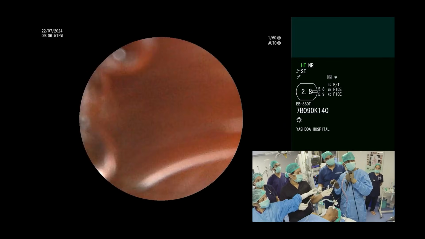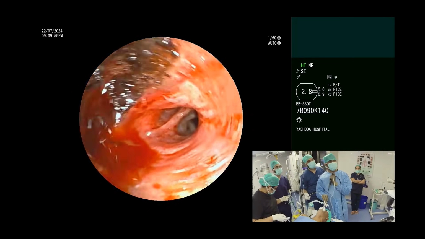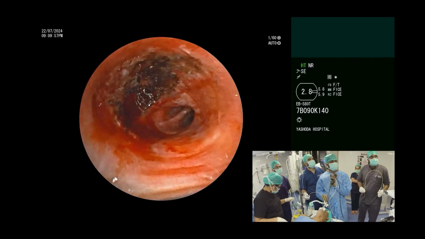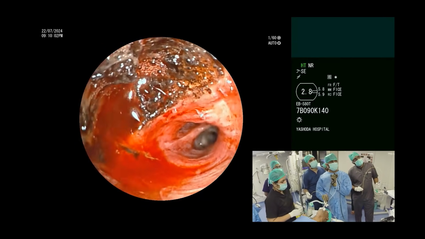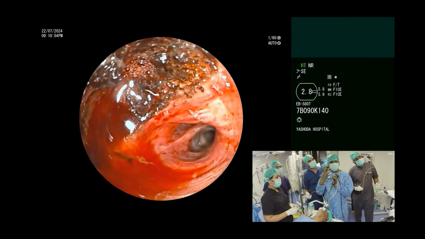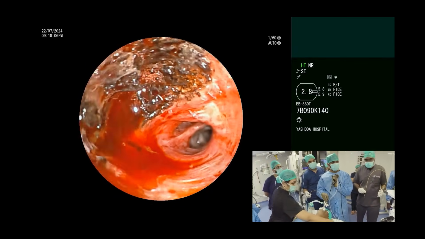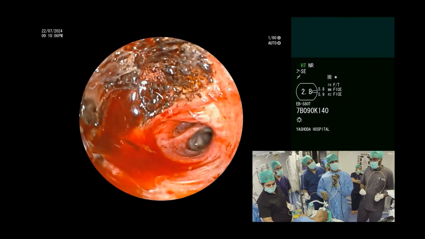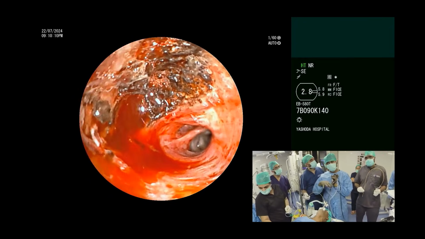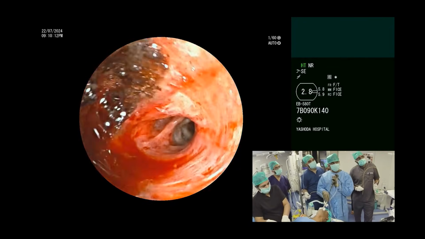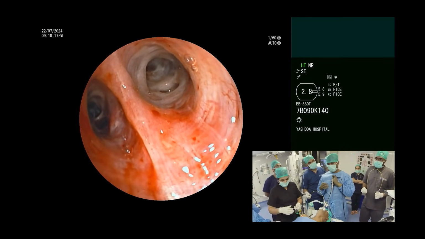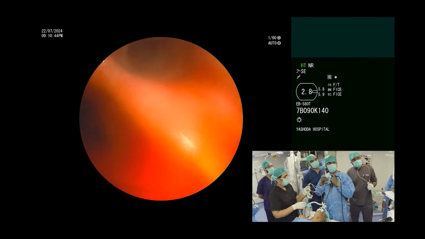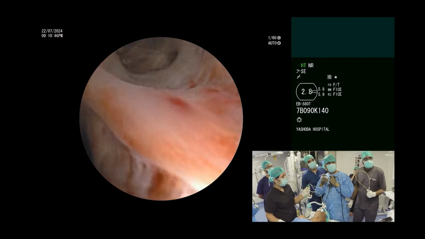So again, I instill some amount of cold saline as well as adrenaline, and now you can see that the lingular lobe is clearly recanalized. Since the tumor is entirely arising from the left upper lobe, there is no point in debulking the left upper lobe tumor, because it is arising from the parenchyma. So anyway, we are successful in mitigating the hemoptysis associated with the tumor, as well as recanalizing the lingular lobe.